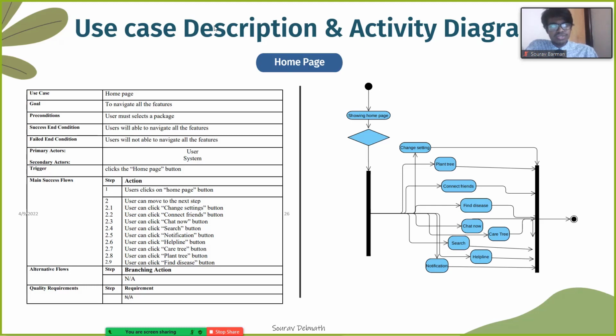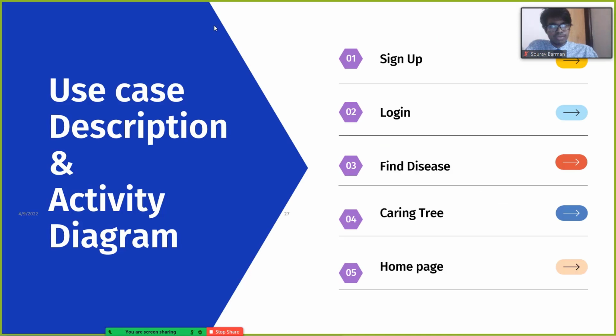From the home page, any user can change their settings by clicking on the change settings button. Also, they can connect with their friends by clicking on the connect friends button. Also, they can find diseases for their plants by clicking on the find disease button, and they can also chat now with their friends by clicking on the chat now button. Also, there is a search button for searching anything from our application, and a user can also directly connect with admin by clicking on the helpline button. And any user can also see their notifications by clicking on the notification button.